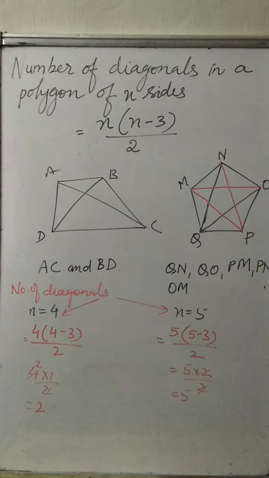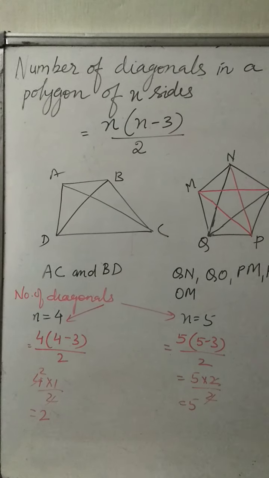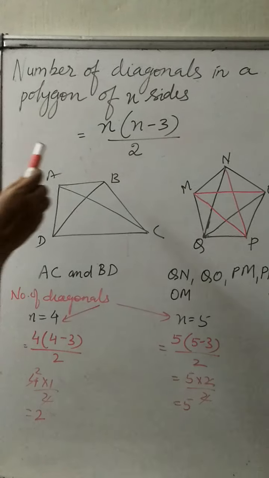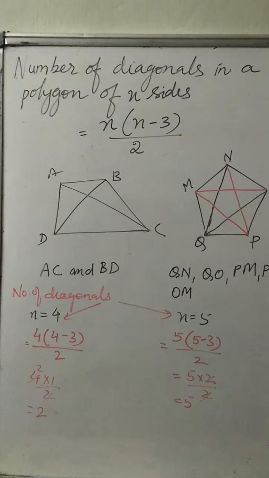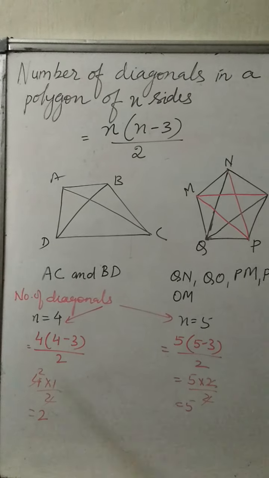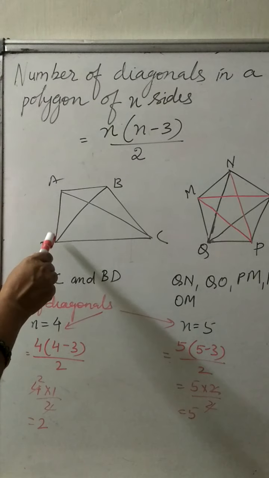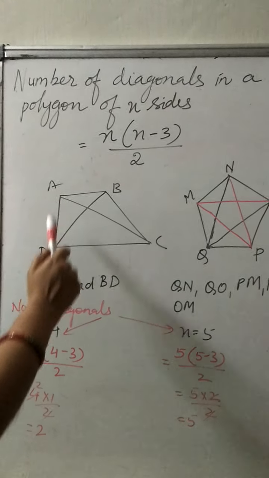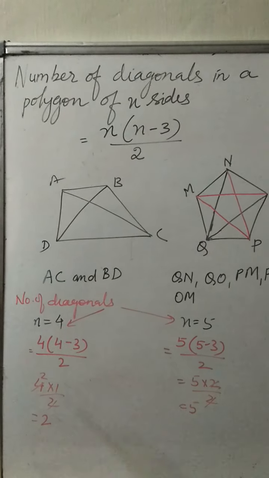Now, how to find the diagonals of a polygon of n sides. To find the diagonals, the formula is n into n minus 3 by 2, where n is the number of sides of the polygon. A diagonal means joining a vertex to an opposite vertex, not the adjacent one. Here BD is a diagonal and here AC is a diagonal.